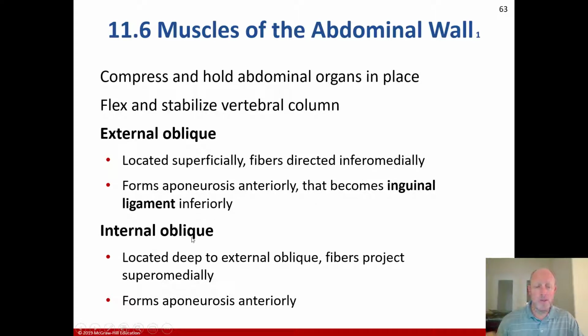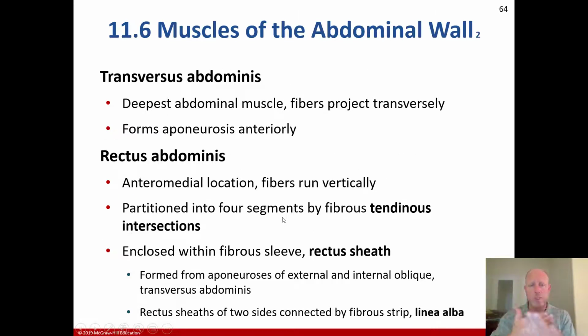The internal oblique is located deep to the external oblique. The fibers project superior-medially, and they form the aponeurosis anteriorly. So they kind of go on diagonals across one another. The transverse abdominis is the deepest of the abdominal muscles. Its fibers project transversely. It forms the aponeurosis anteriorly.